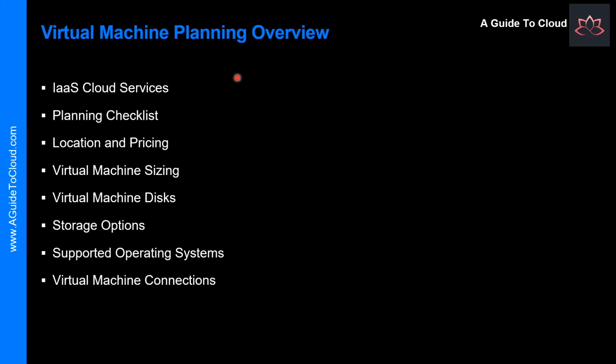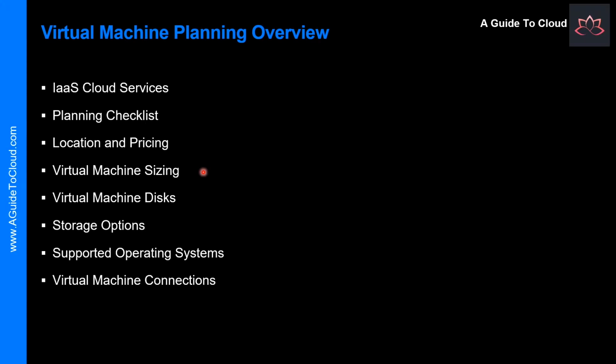Let's have a look at the things we are going to learn in this video. We will start with what is infrastructure as a service, what are the components involved in infrastructure as a service, and what are the scenarios. Then before you select placing a workload in Azure, what are the planning checklists you need to keep in mind? And when it comes to where to place these workloads, what about the location and the pricing of these workloads?